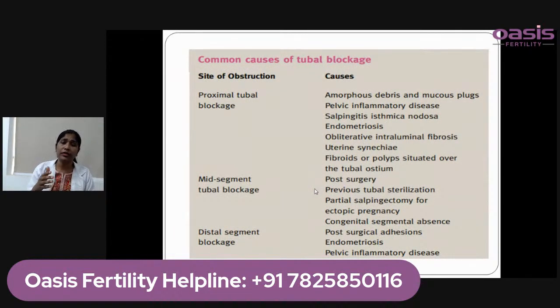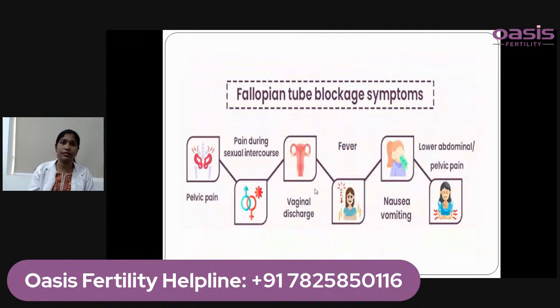So these different sites of tubal blockage, which I was mentioning to you, the proximal block, the mid-segment block, and the distal block, can have certain unique causes. So they have been differentiated into these categories. The proximal block can be because of conditions like debris or a mucus plug. There can be some infections. Mid-segment block is generally because of any previous family planning surgeries or surgeries due to ectopic pregnancy. And the distal segment block could be because of infections or endometriosis.